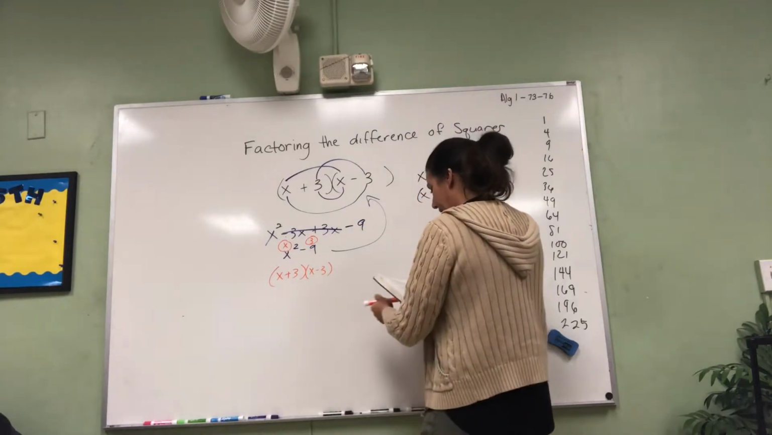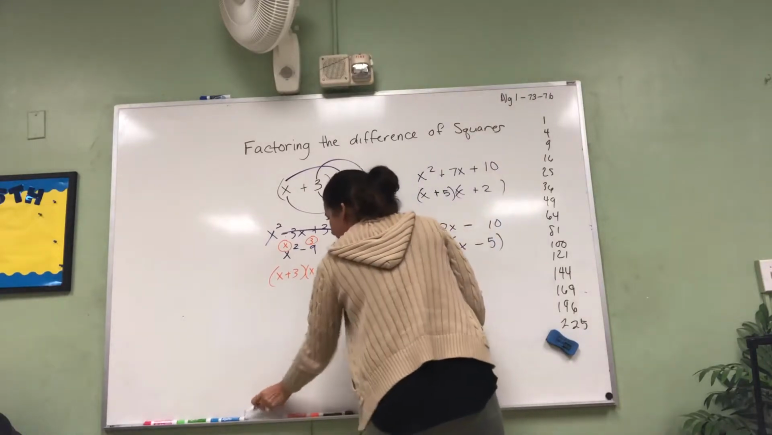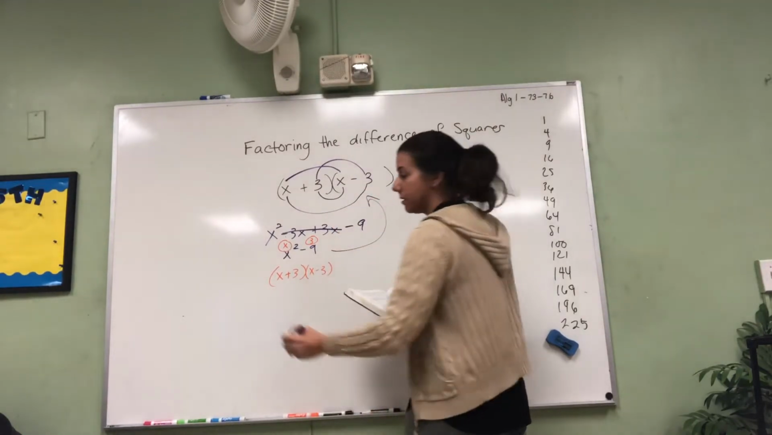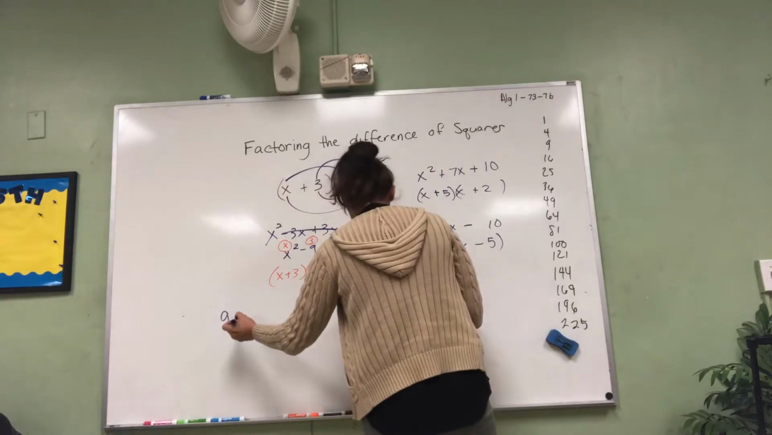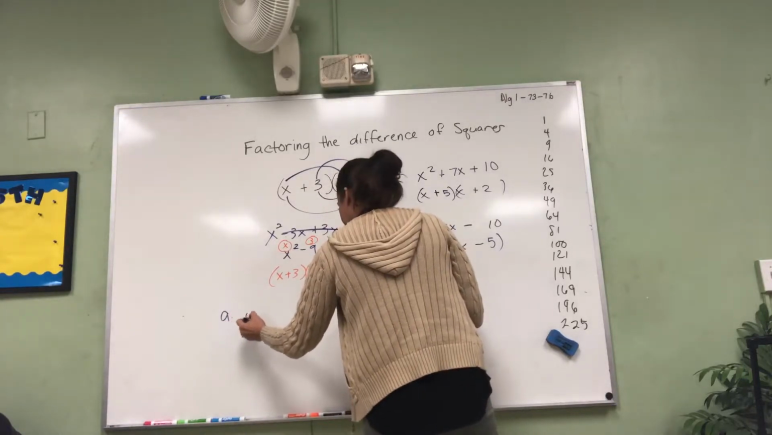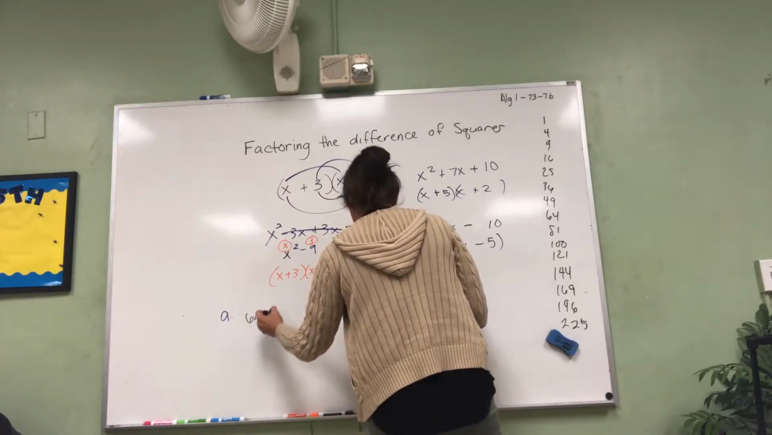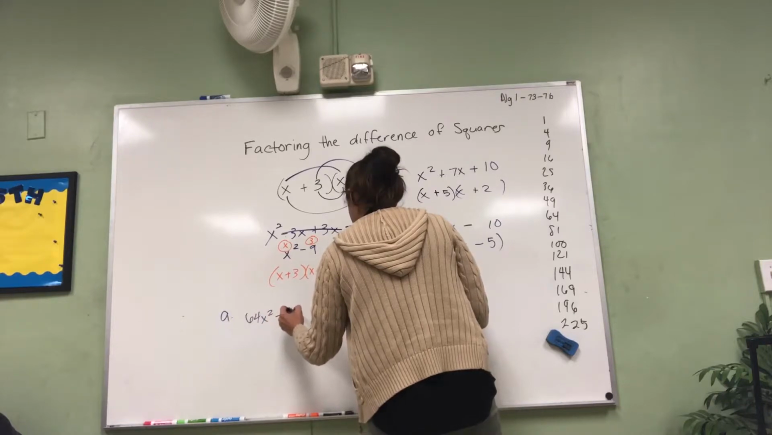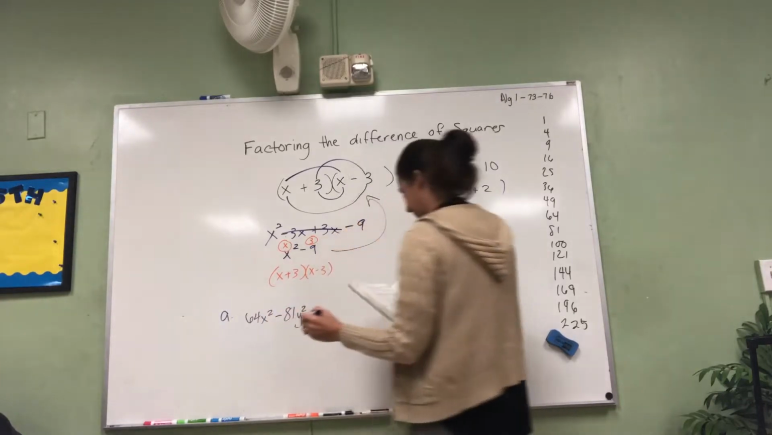Okay, so let's do practice problem A. That says 64x squared minus 81y squared.